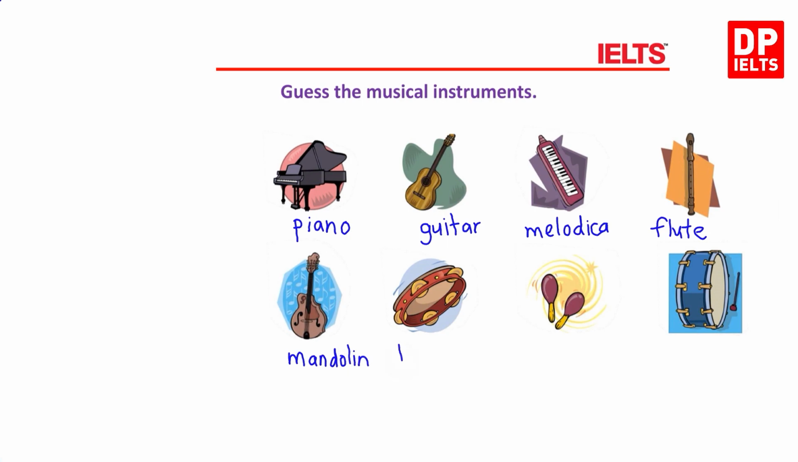The next one is tambourine. This is quite famous even in playgroups, right? Maracas. And the last one here is the drum. Right, so let's have a look at the pronunciation now.